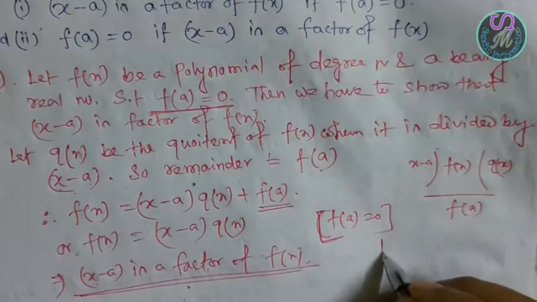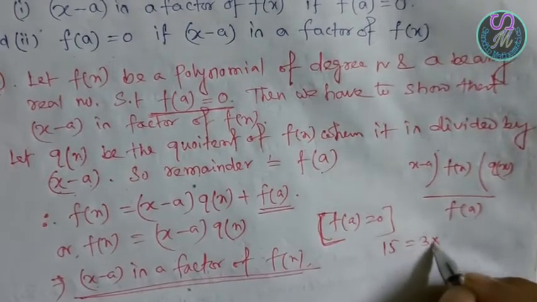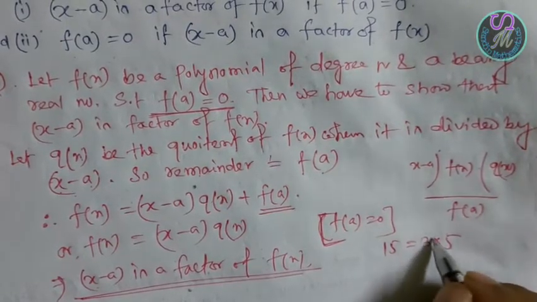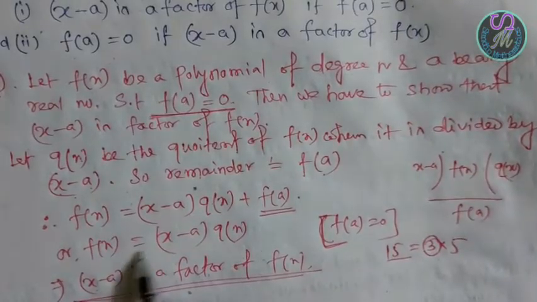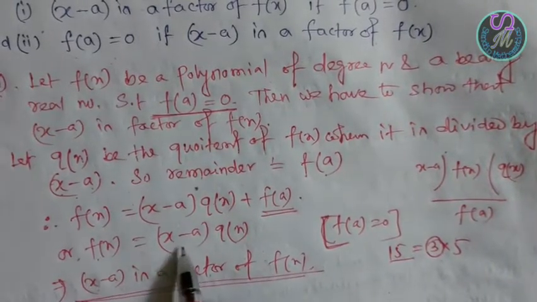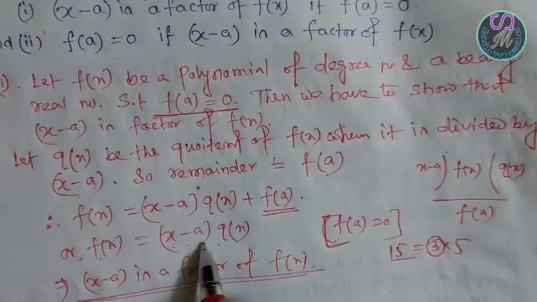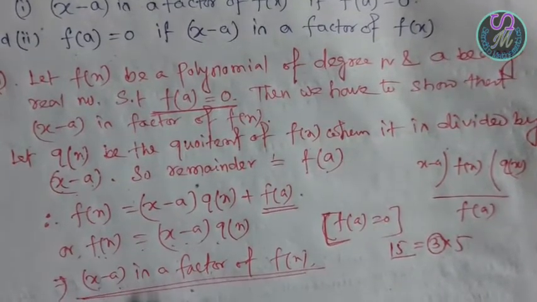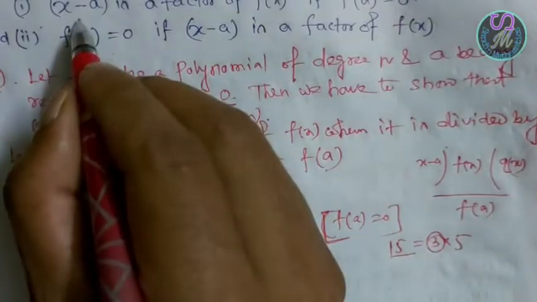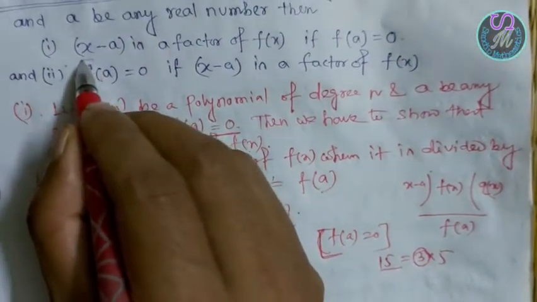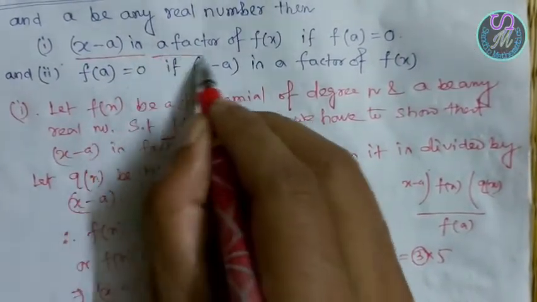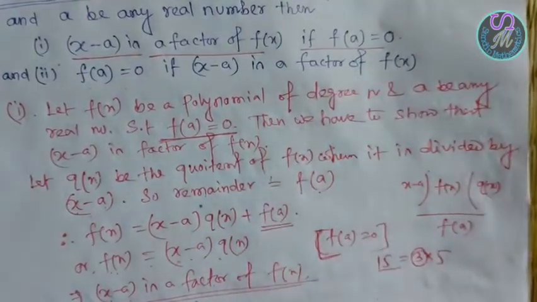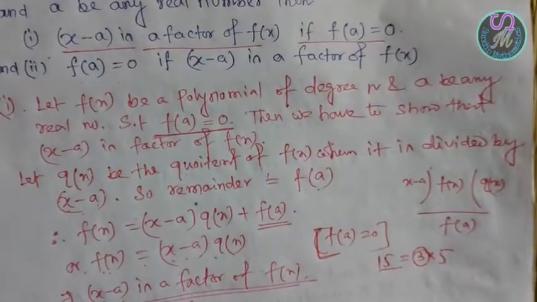Since 15 can be written as 3 into 5, obviously 3 is a factor of 15. Similarly, 15 equals 3 into 5, so obviously 3 is a factor of 15. So that's why x minus a is a factor of f(x). So this condition holds: the first one is x minus a is a factor of f(x) if f(a) equals 0.